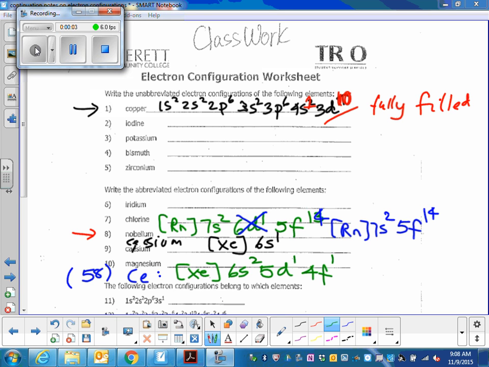All right. So right now we are dealing with cerium, and cerium has this electron configuration.